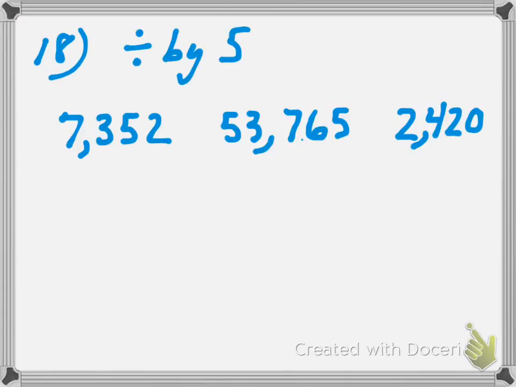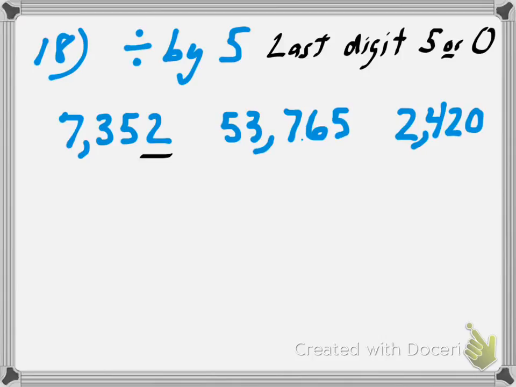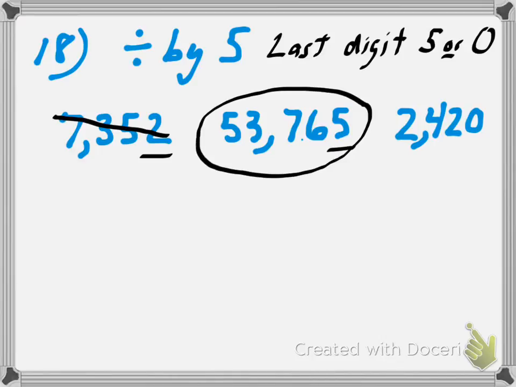Number 18, numbers for divisibility by 5. This is also a last digit, and this time it would have to be a 5, or it could be a 0. So we look at the first one, it ends with a 2, so it cannot be divisible by 5. The next one ends with a 5, so it must be divisible by 5. And the third one ends with a 0, and it can end with a 5 or a 0, so 2,420 is also divisible by 5.